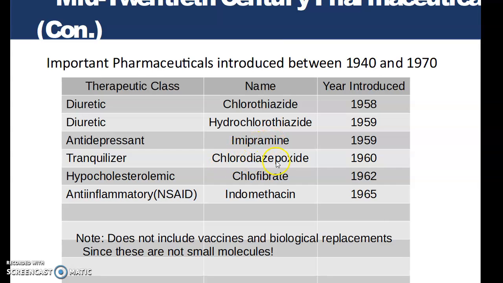Tranquilizer, chlordiazepoxide in 1960. Now we had our first anti-cholesterol drug, clofibrate, in 1962, and the first non-steroidal anti-inflammatory, that's an NSAID, non-steroidal anti-inflammatory drug, is indomethacin, and that came along in 1965. Now, this list did not include the vaccines.